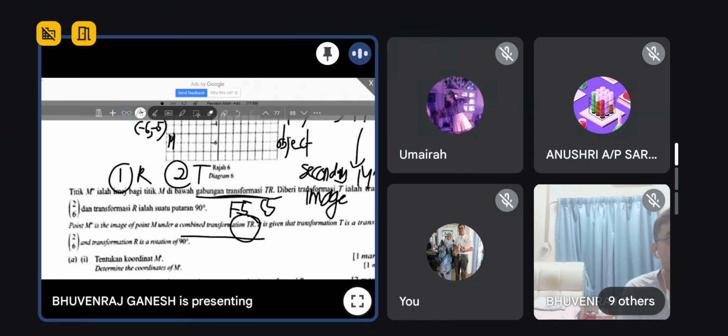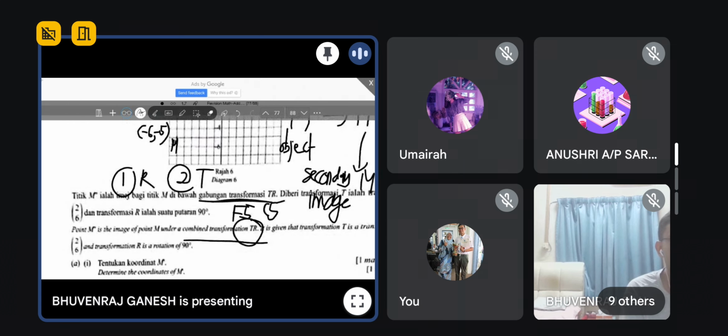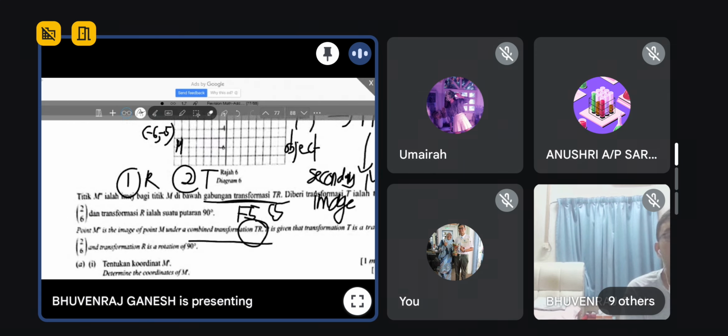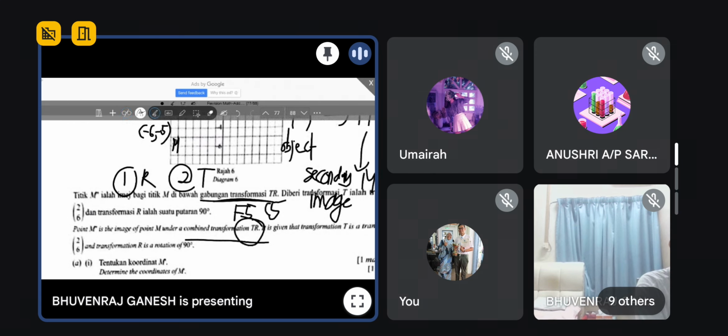So the first question, determine the coordinates of M prime. Cari coordinate M prime. Okay guys, untuk cari coordinate M prime, to get your M prime, transformation mana kita kena buat? R or T? Which one we must do? Common sense.